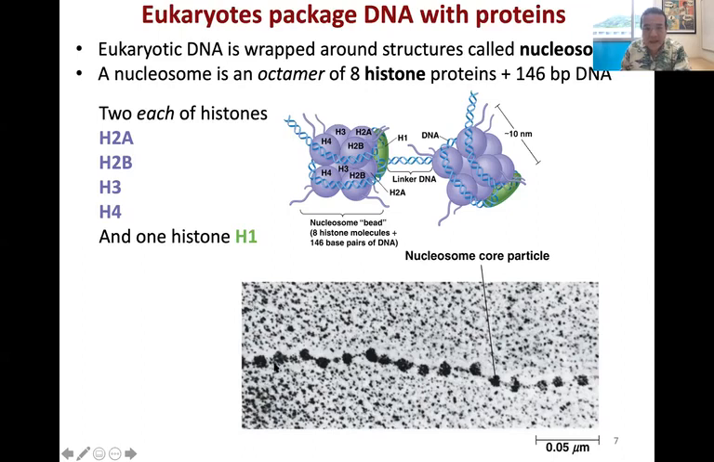This is what we call the beads on a string arrangement. So this is a really cool high-powered electron micrograph showing the DNA wrapped around these nucleosomes. You can very clearly see each nucleosome here, around each of which would be 146 base pairs of DNA. And then you have this variable length naked DNA that connects in between.